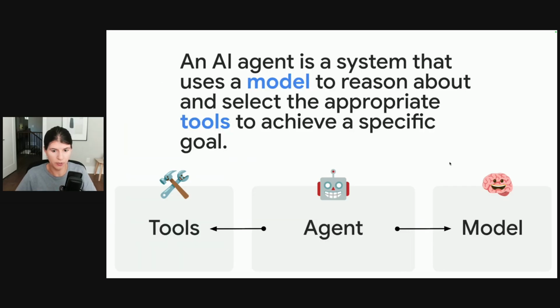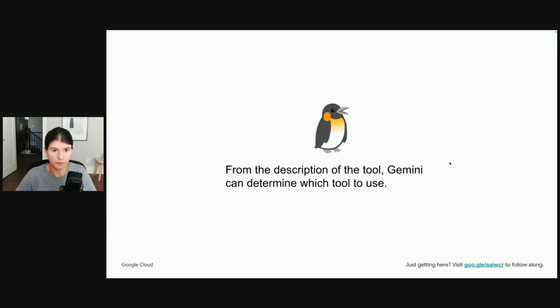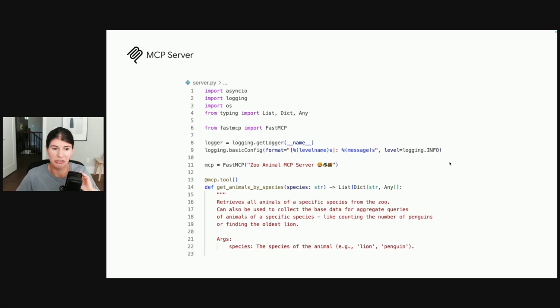So as I said before, what's special about the agent is that it can select and use tools to achieve a specific goal. So our goal is still to find out about the penguins. We asked, and the model decides, hey, for this question, we need to use some of those tools. And so the agent is now going to use those tools. From the description of the tool, Gemini can determine which tool to use. A description of the tool sounds pretty lofty, but it's actually straightforward in your code. Like it couldn't be easier.